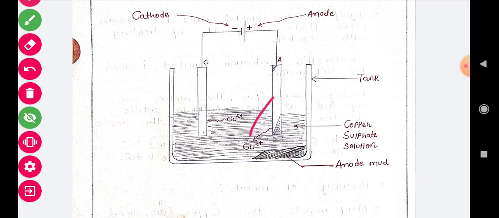So from the impure metal, the copper will come out and get deposited, leaving behind the impurities, which dissolve further inside the copper sulfate solution. At the anode, the impure metal will release the copper, and it is collected on the cathode. So on the cathode, it collects the copper which comes from the copper sulfate solution.